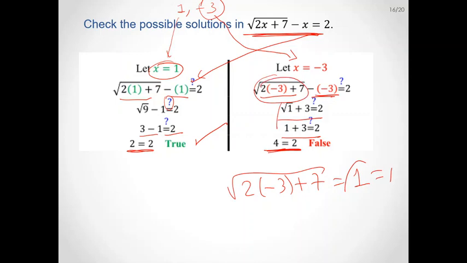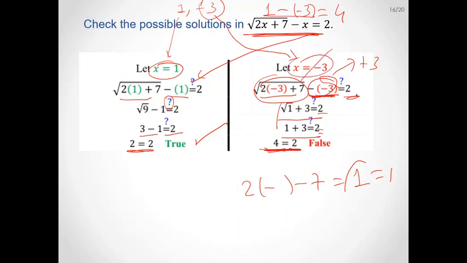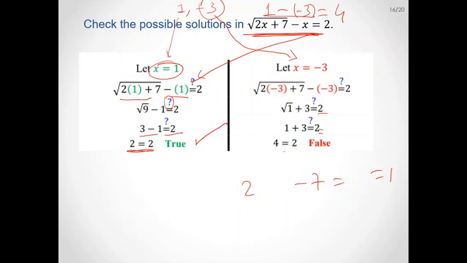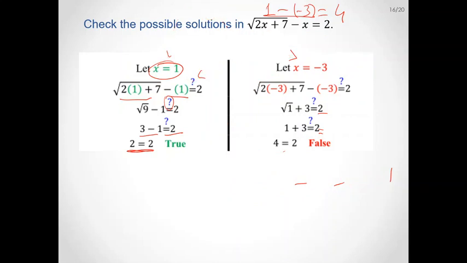This is 1. We got 1 minus 3, you see here, minus 3 plus 3. So you got here 4. But here it has to be equal to 2. It turns out to be false. 4 equal to 2. It's false. So this is a fake solution. Then we say 1 is a solution, but not negative 3. So we write the solution set as 1.